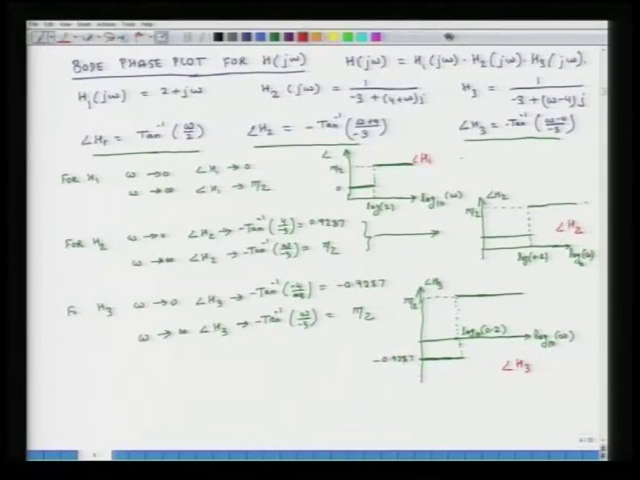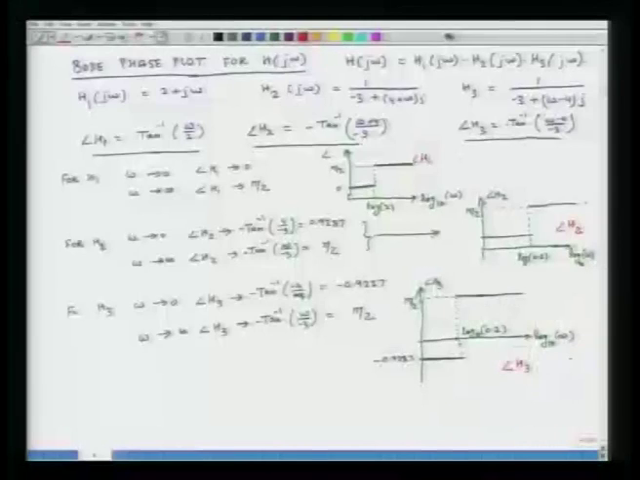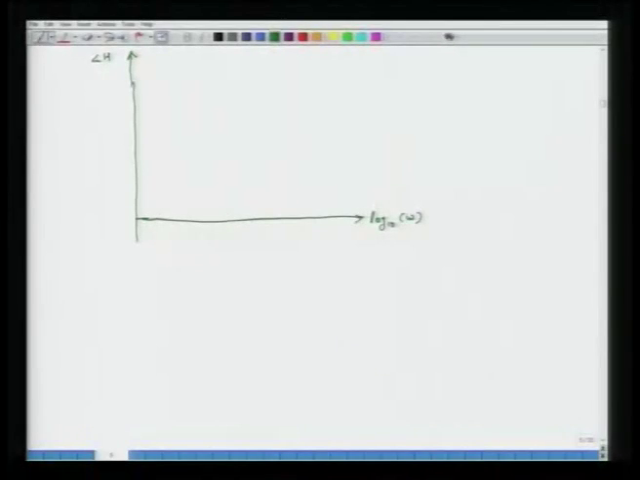So my next logical step is just to add these three up, because we know that if there is a function which is a product of three individual functions, then the phase for this complex function is nothing but a sum of phases of each individual subfunction. So once I do this exercise, my final curve looks like this. On the horizontal axis, I am plotting log of omega. On the vertical axis, I am plotting phase of the original transfer function.